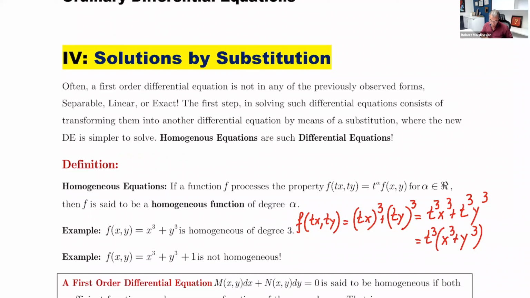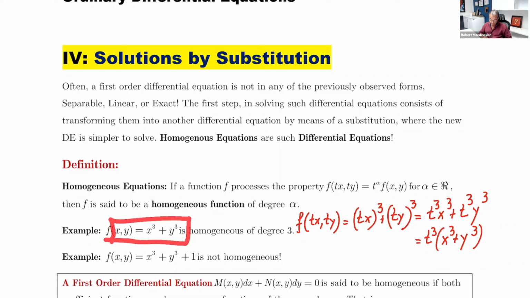Now, what is a homogeneous function? The first thing about homogeneous equations is a function f that has this property: f of tx, ty can be written as t to the power of alpha times f of x, y, for alpha being a real number. Then f is said to be homogeneous of degree alpha. These are very simple and nice examples.